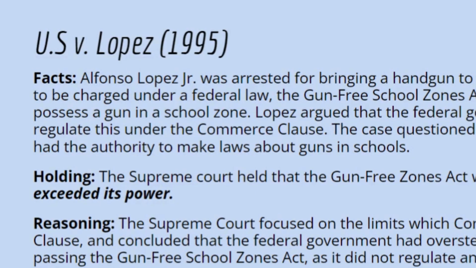The holding: the Supreme Court held that the Gun-Free School Zones Act was unconstitutional and exceeded its power. Reasoning: the Supreme Court focused on the limits which Congress has under the Commerce Clause and concluded that the federal government had overstepped its constitutional authority by passing the Act, as it did not regulate an activity with a substantial effect on interstate commerce. Decision: the Supreme Court ruled in favor of Alfonso Lopez, declaring the Gun-Free School Zones Act of 1990 unconstitutional.